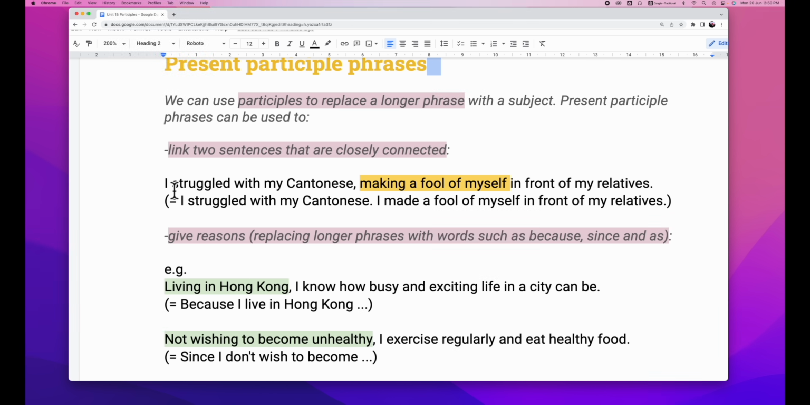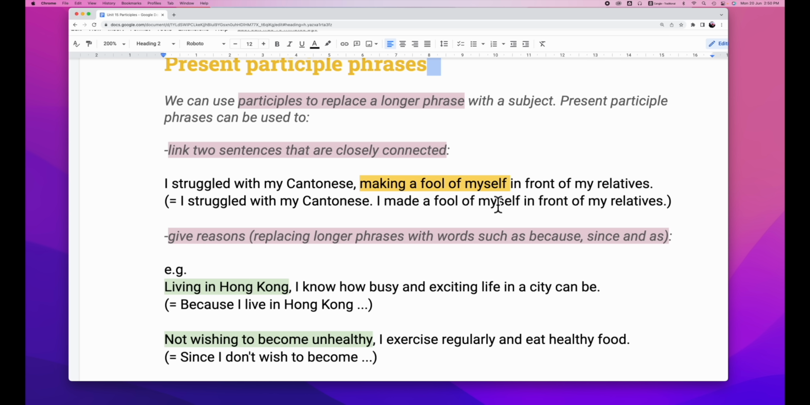Example: I struggled with my Cantonese, making a fool of myself in front of my relatives. I struggled with my Cantonese. I made a fool of myself in front of my relatives. Both of these sentences are sharing the one subject, I. So that's why they're connected in this way.